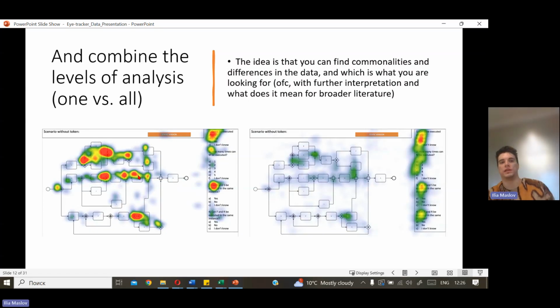And then you also need to combine different levels: do you have individual participants, or all of the participants, so the aggregate measure? And there's also a difference. For example, in here, on the left-hand side, this participant was more widespread. He's focusing on the first question, the first route, and then the second question, then the second route, and the third question, this one. Apparently, for him, it was much easier to comprehend the last question for some reason.